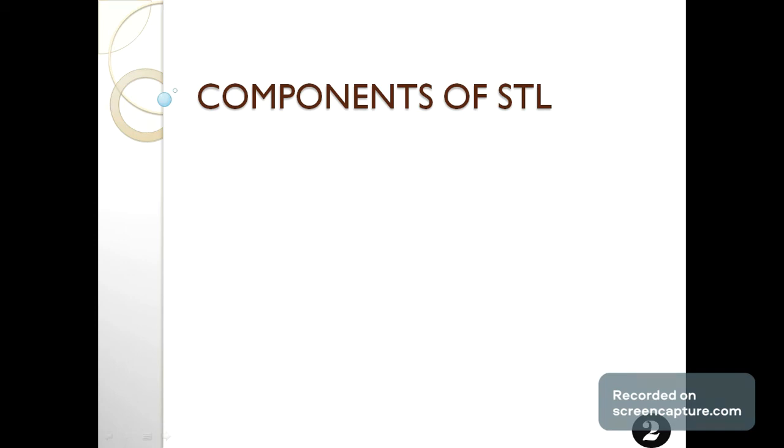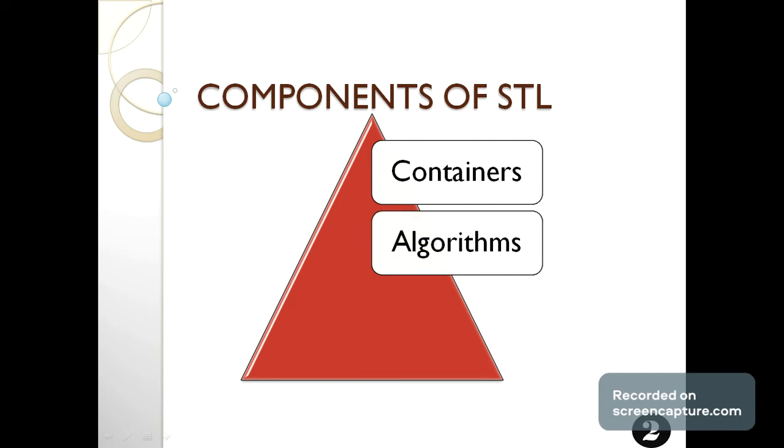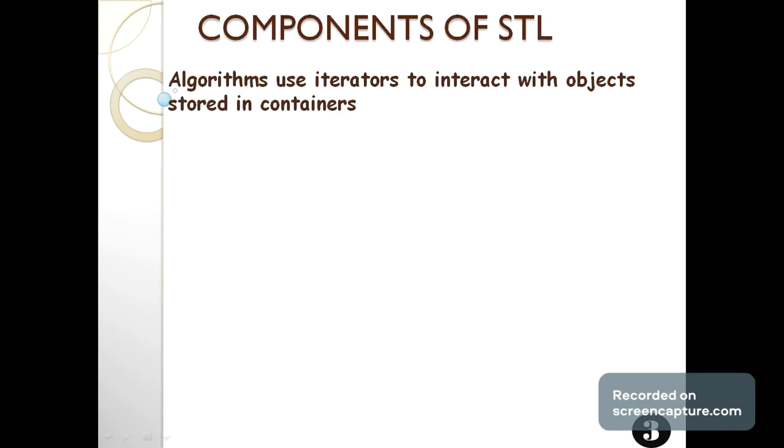Remember, there are three different components of STL. One is known as a container, second is algorithms, and third is iterators. Now we are going to see the relation between these three components. Algorithms use the iterators to interact with objects stored in the containers. Observe the sentence carefully: you have objects stored in the containers, and to interact with them, you make use of algorithms through the iterators.